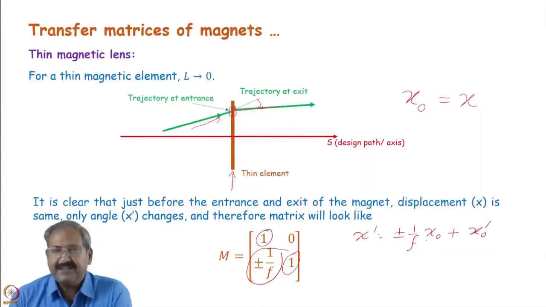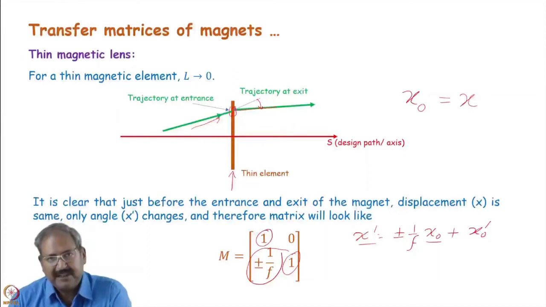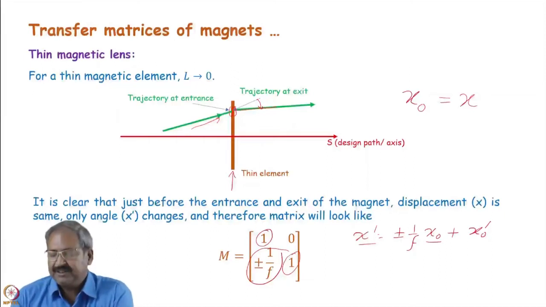Now you can see that in the case of a focusing lens, x prime should be on the negative side with respect to the entry angle. So this sign should be negative in the case of a focusing lens, and for the defocusing lens we have to take the positive sign, which enhances the angle with respect to this trajectory compared to the incoming trajectory.